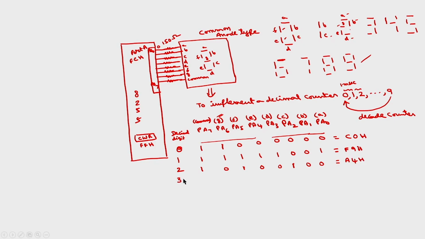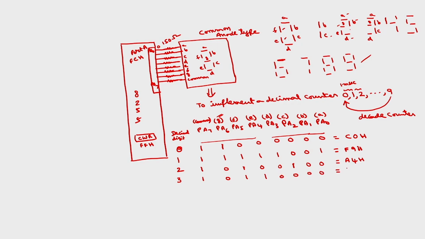Similarly, corresponding to 3, what is the code? This will always be 1. For 3 I want only A, B, C, D, G. So A, B, C, D, G should be 0, F is 1, E is also 1, and the remaining 4 are zeros.